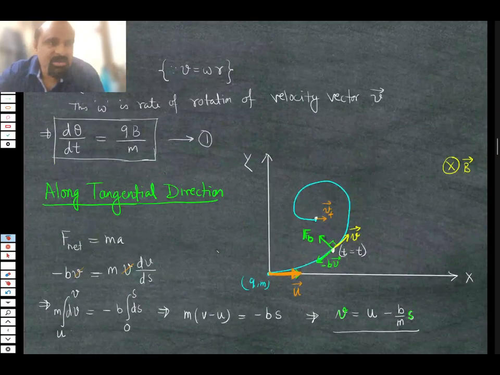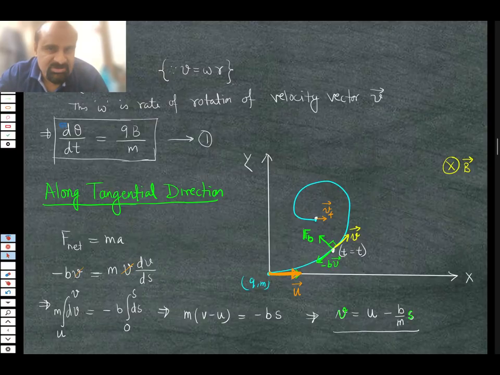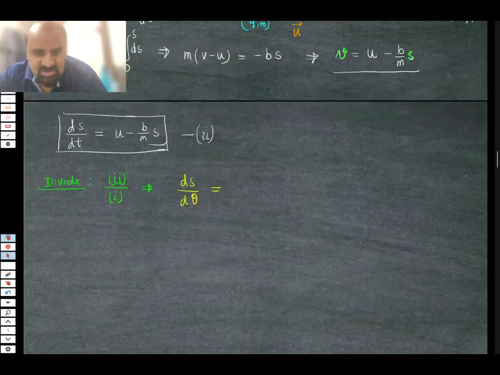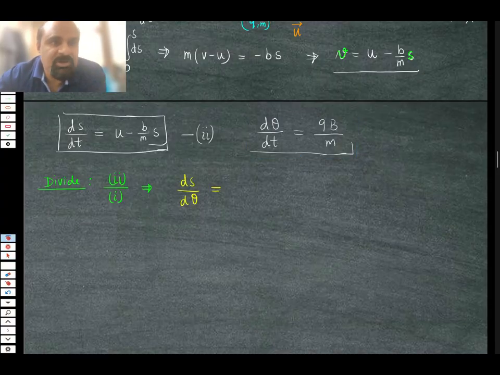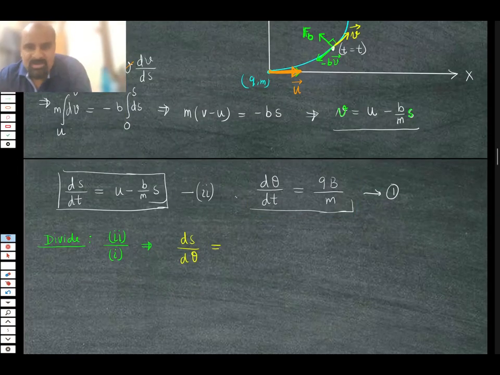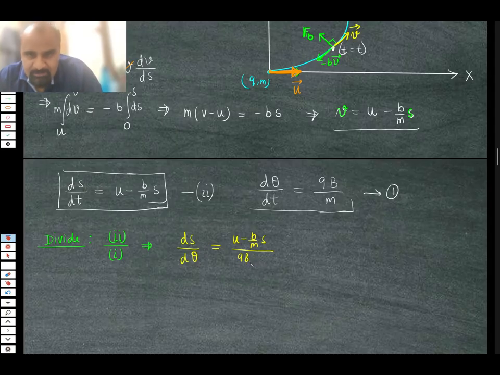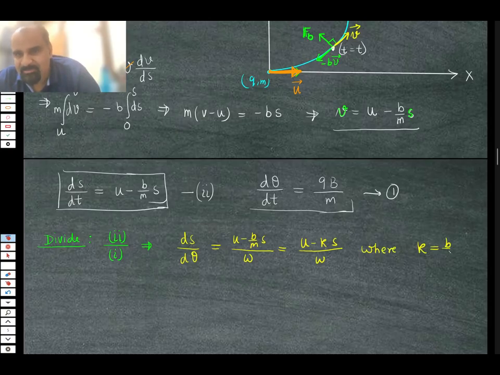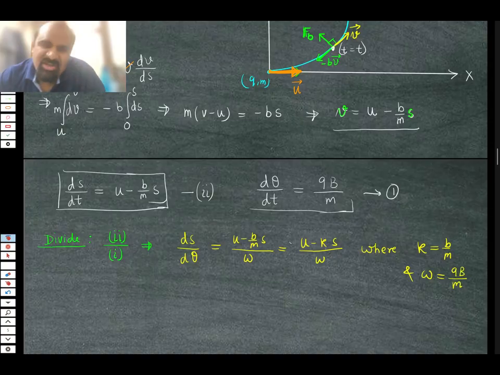Let me copy this because some of you may not be able to see this. Just for ease of it, let me copy this. This was equation number 1. If you divide it, what do you get? You get ds by d theta is equal to u minus b by m s divided by qb by m, which I'm going to write omega. Later I'll replace it. Also this b by m, again I'm going to write u minus ks by omega, where k is b by m and omega is qb by m. Maybe there was no need, but it doesn't matter.